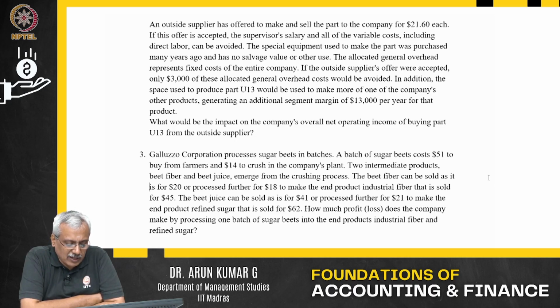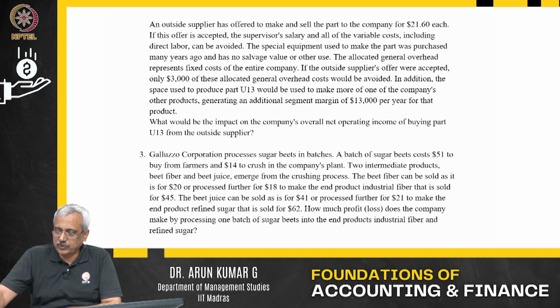How much profit or loss does the company make by processing one batch of sugar beets into the end products, industrial fiber and refined sugar? That is, how much profit or loss does the company make by processing one batch of sugar beets into the end products, industrial fiber or refined sugar?